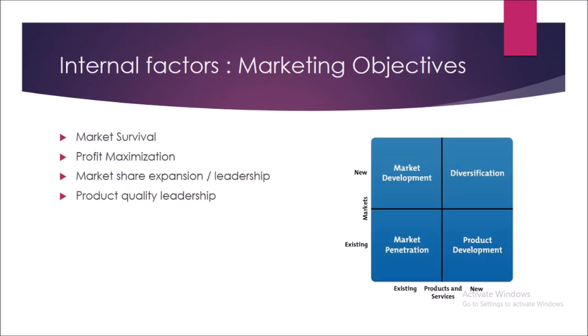Okay, now when it comes to the internal factor of marketing objectives, there are four extents where a firm can set its marketing objectives. The first one is market survival, the second is profit maximization, the third is market share expansion or market leadership, and the fourth is product quality leadership. If you look at the figure that we have depicted here, you can see the product and services extent and the market extent.